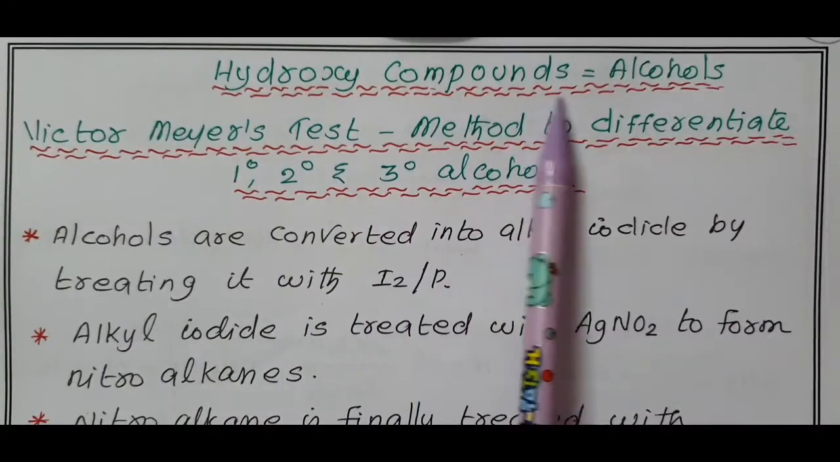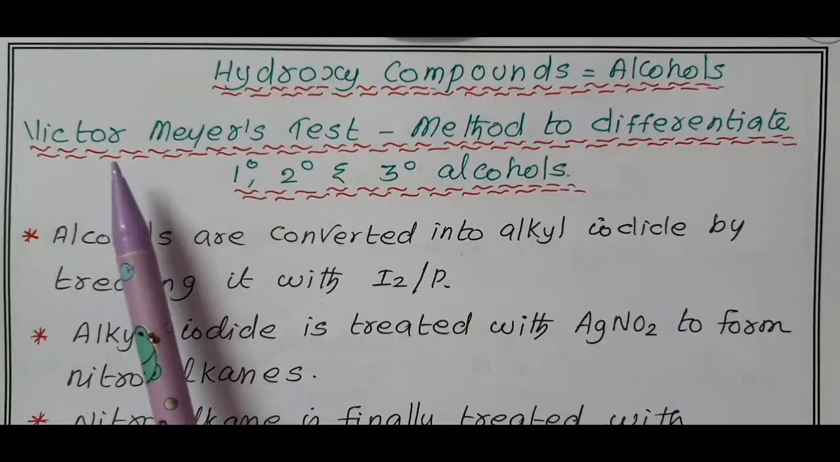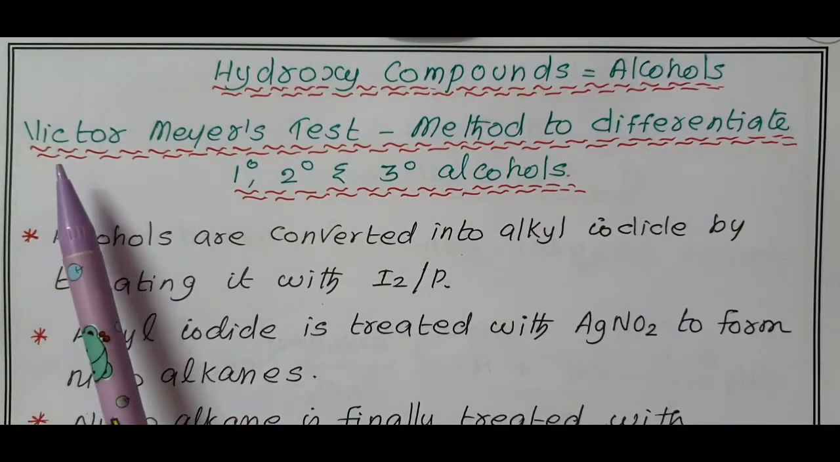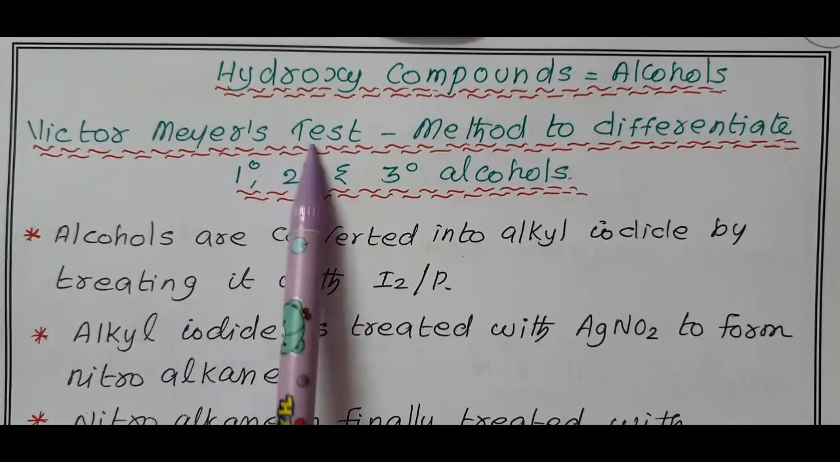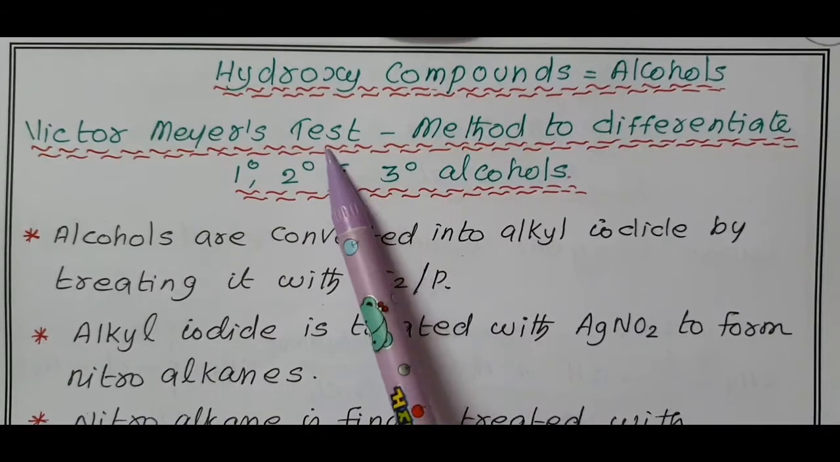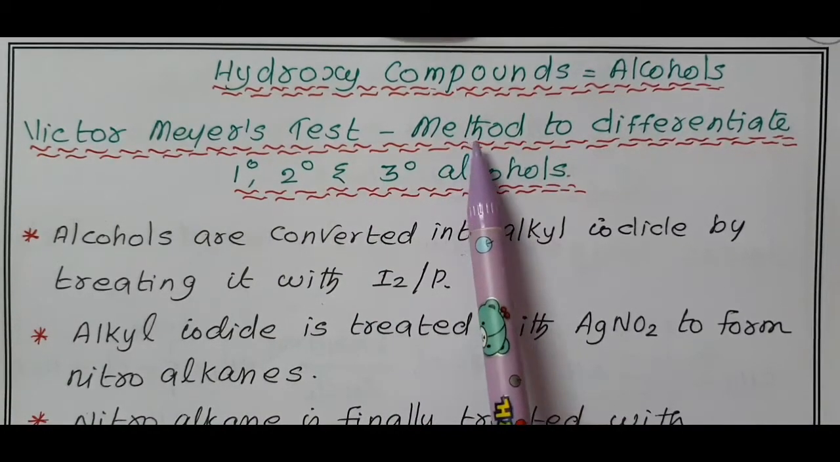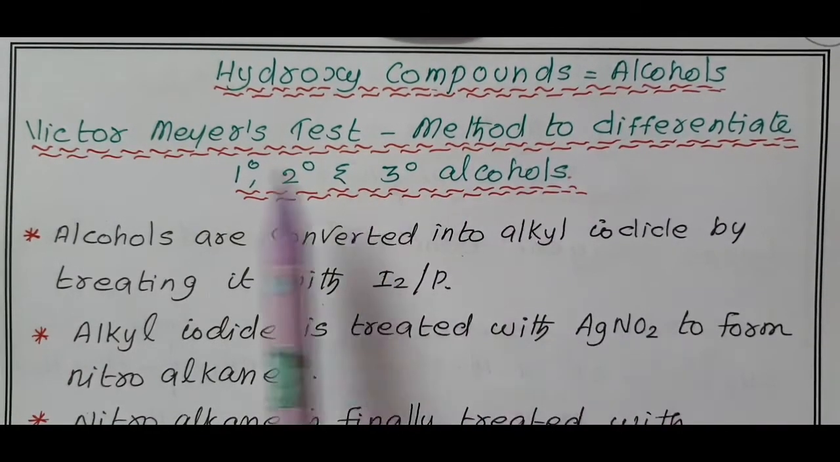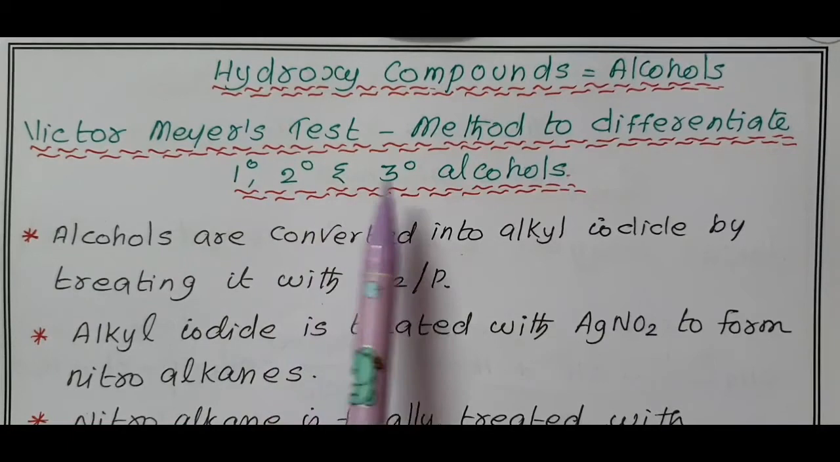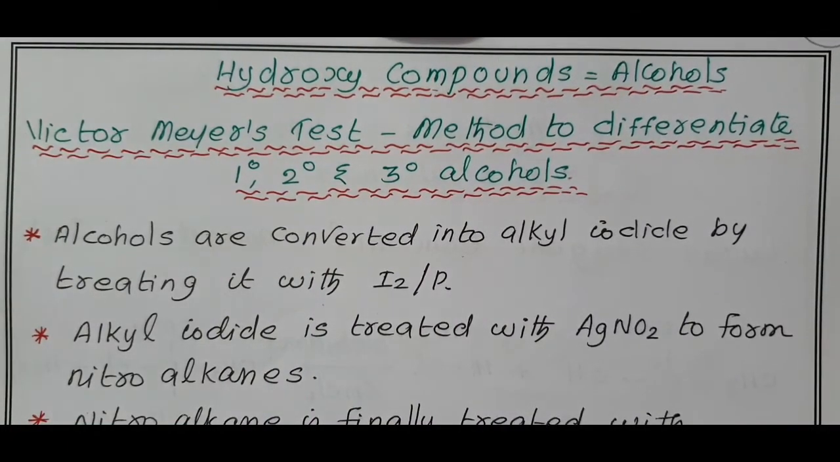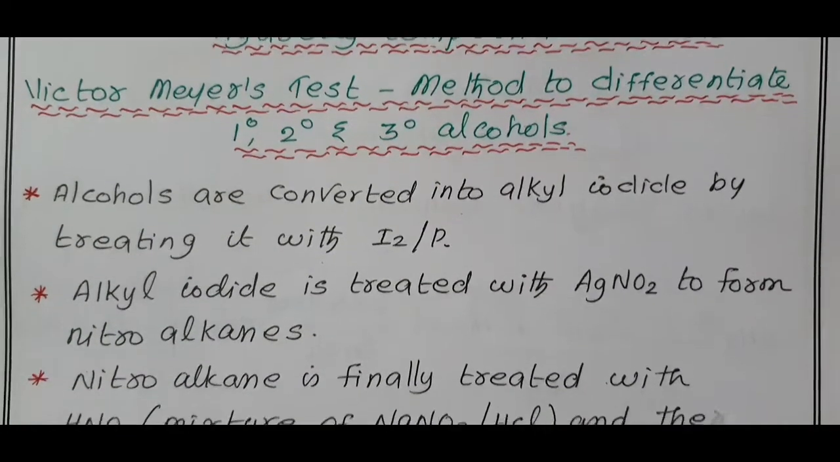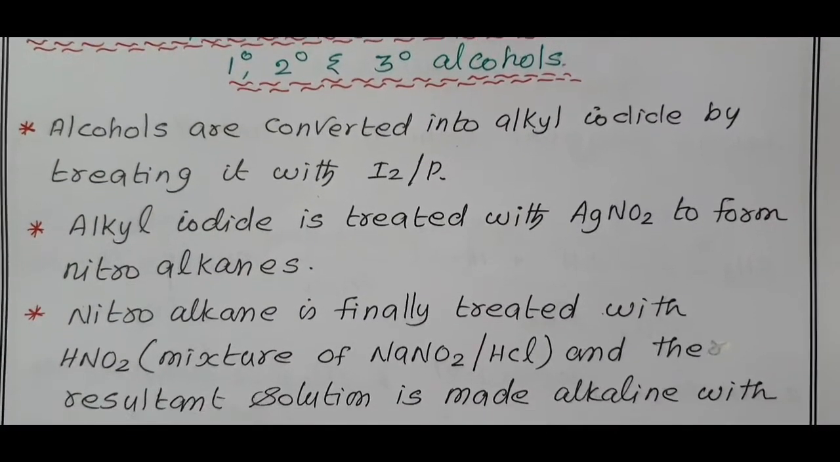Hydroxy compounds called alcohols. In this video, like the previous video, Victor Meyer's test. This test is one of the methods to differentiate primary, secondary and tertiary alcohols. What are the steps involved in the Victor Meyer test?